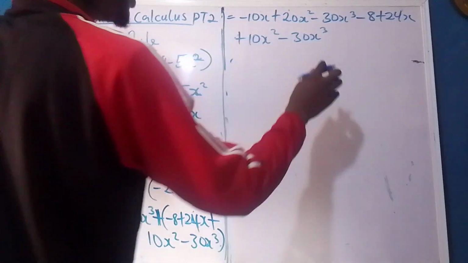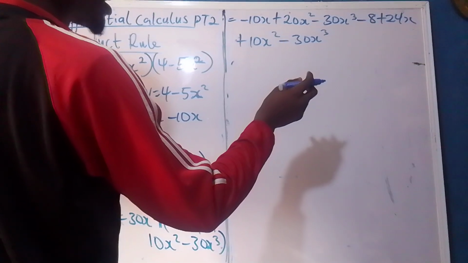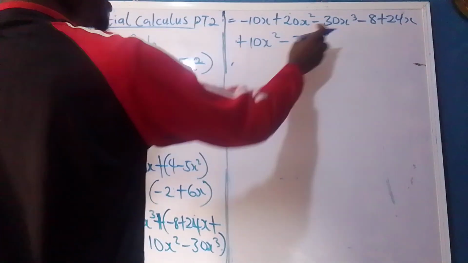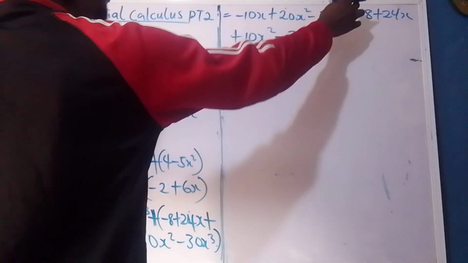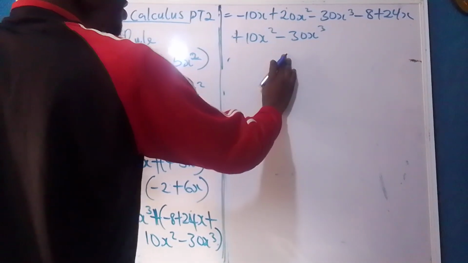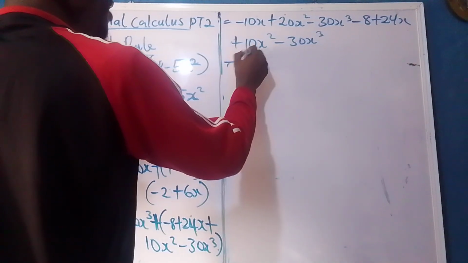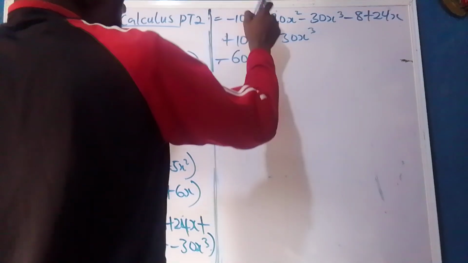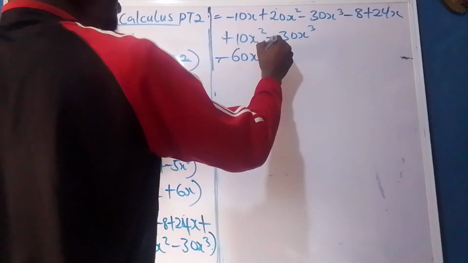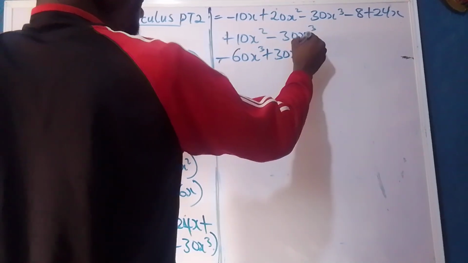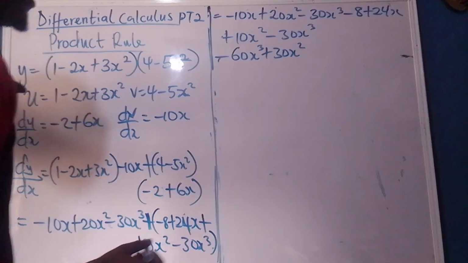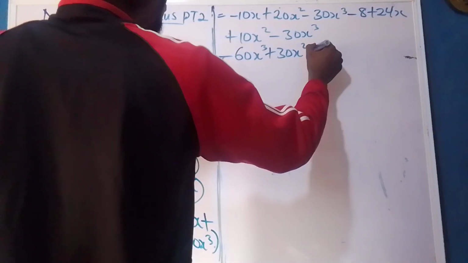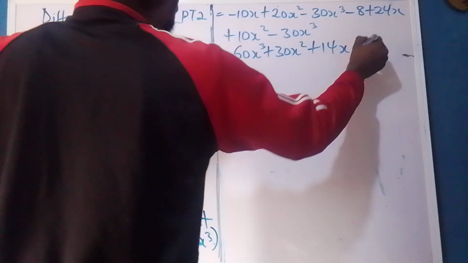So what can cut or cancel each other out? No. So we have power of 3. That's the highest power there. So minus 30x cubed minus 30, that is going to give minus 60x cubed. Now the one with the power of 2, plus 20 plus 10, that's plus 30x squared. And the one with the power of 1, that's minus 10x plus, that will give us plus 14x.